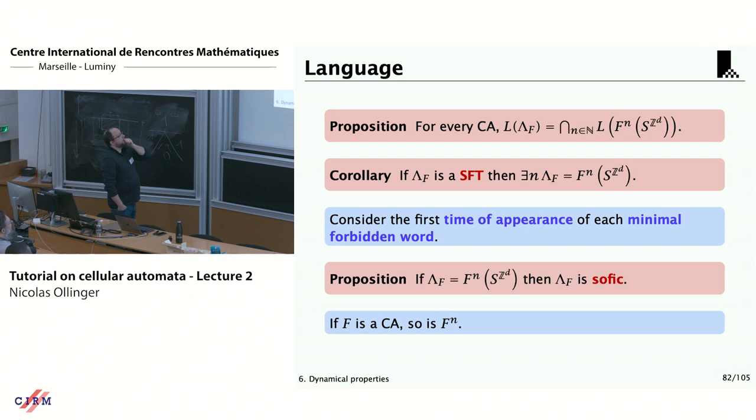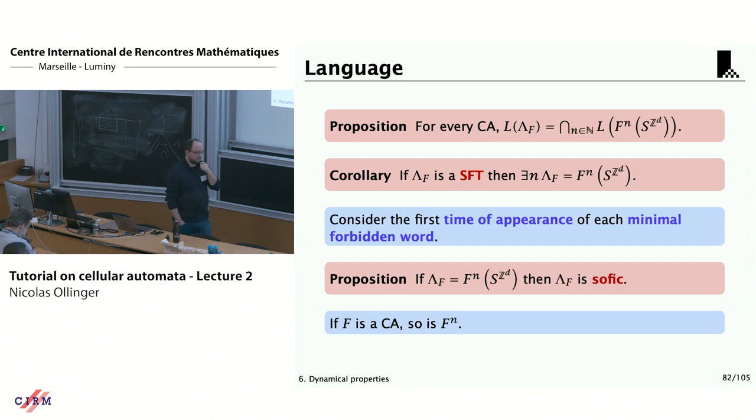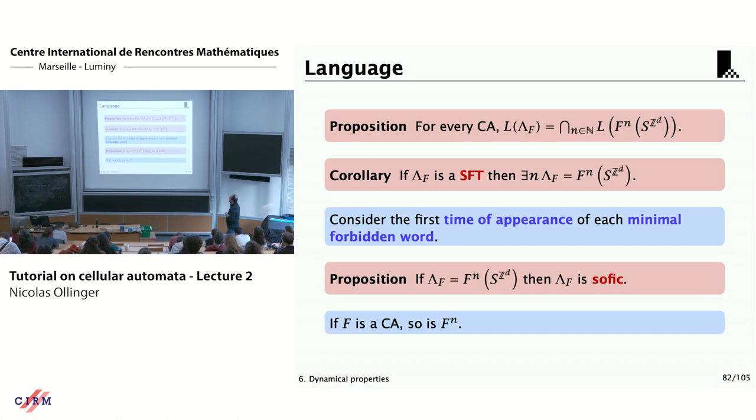So what does this say? If you look at the language of the limit set, of course, it completely characterizes the limit set of those automata. And we can prove, for example, that if the limit set is an SFT, then you have to reach it in a finite number of steps. Why is it so? The intuition behind that is that if you think about forbidden words in the limit set, when you take f to the n and you increase the value of n, if you discover no new forbidden word at step n, then you will have reached the limit set. So your rule has to discover new minimal forbidden words each time.